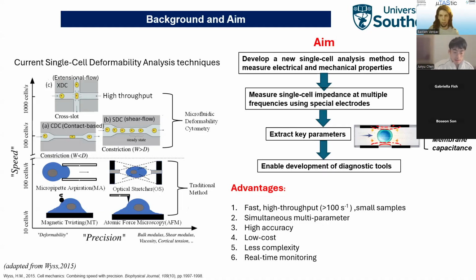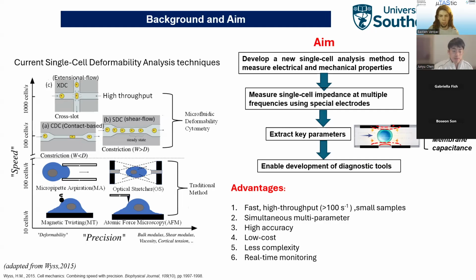So the microfluidic methods significantly improve the throughput of the technique. The first one, the contact-based methods, have limited speeds, while the extensional flow-based method, the DC, achieves really high throughput, but introduces additional system complexity and reduces the accuracy of the measurements.